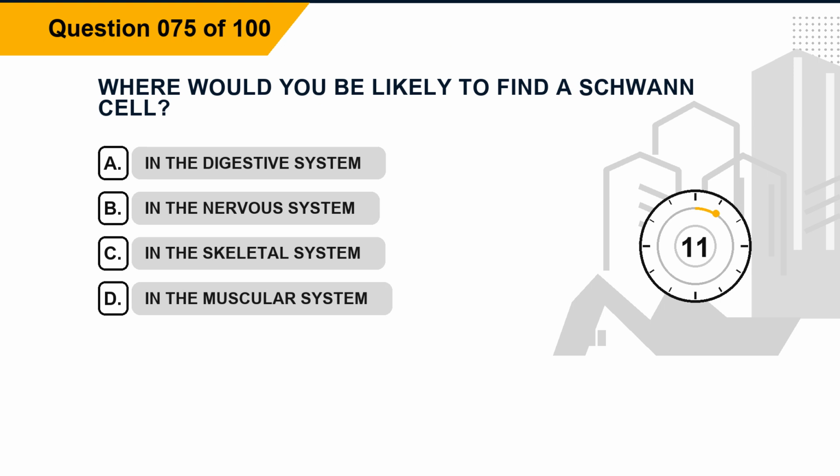Question 75. Where would you be likely to find a Schwann cell? Option A, in the digestive system.